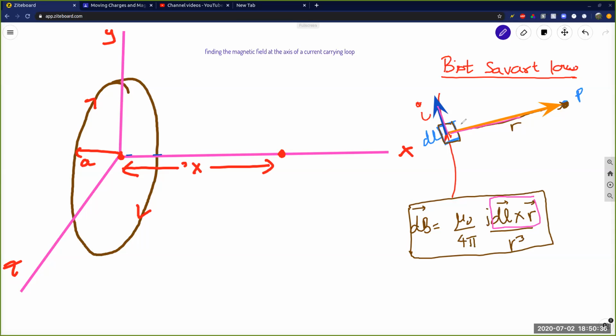The dl cross r will come, hold on. It'll come towards us. No, it will go into the plane, right? Yeah, into the plane. Oh shoot, wrong hand. r cross dl will come towards us. Okay, dl cross r will go into the plane. So it will go into the plane, and this is the magnetic field direction.